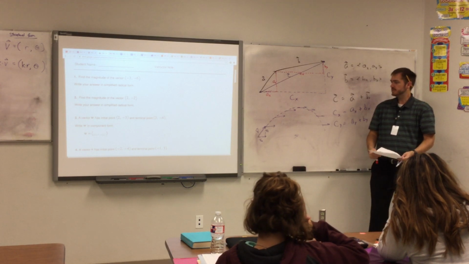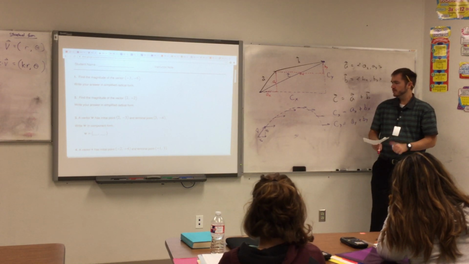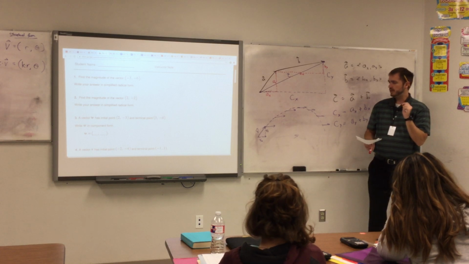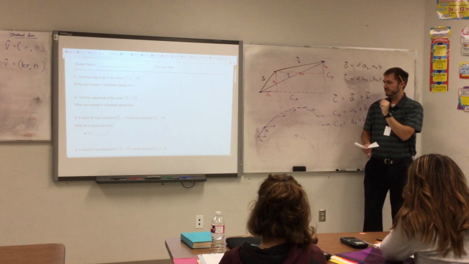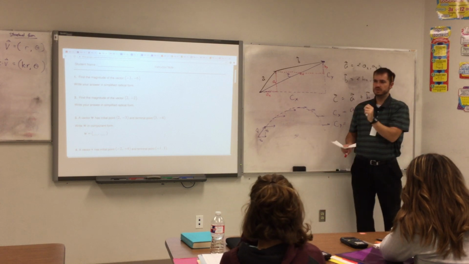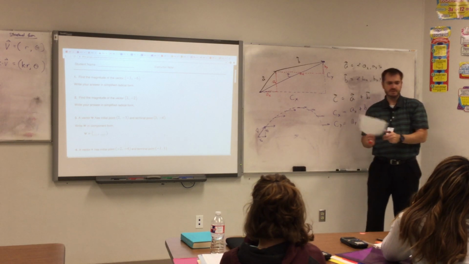That's kind of a neat thing, where it doesn't matter how much horizontal velocity you have, it's still its vertical velocity. So let me give you an example here.